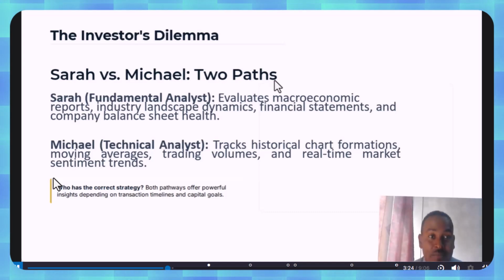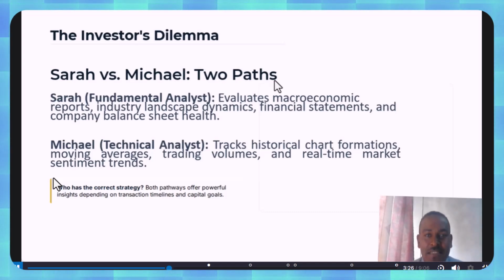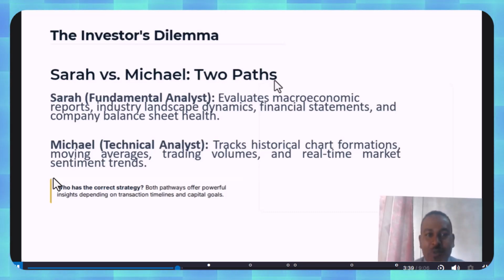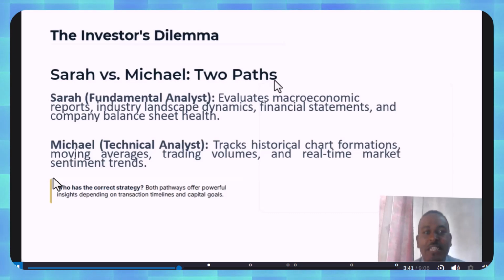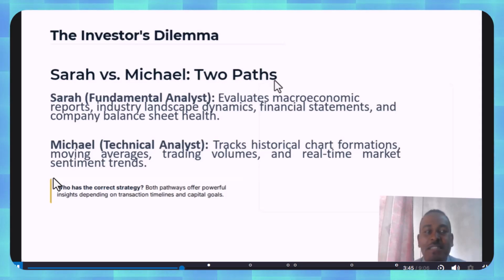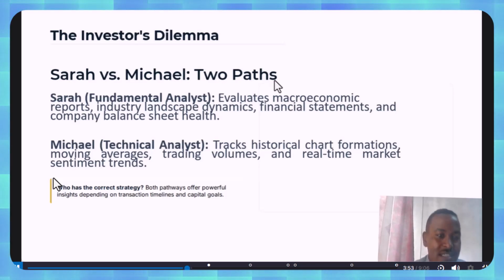What is Sarah's approach? She is a fundamental analyst, so she evaluates macroeconomic reports, industry landscape dynamics, financial statements, and company balance sheet health. In short, Sarah's approach is fundamental analysis, in which she analyzes the overall economic condition, the industry situation, as well as the company situation. After these three analyses, finally she will determine the intrinsic value, the real value, or the true value of the shares.